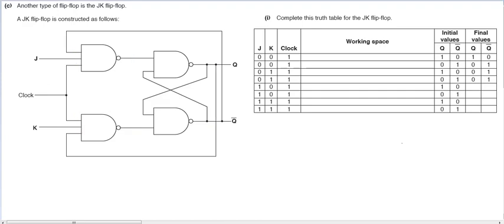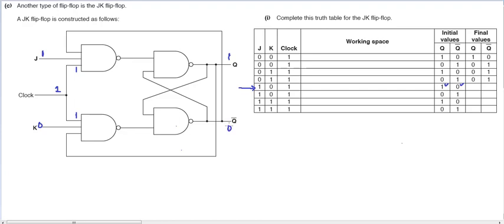Alright, so now let's take a look at the truth table. This is the row in the truth table that we're supposed to complete. The value of J is 1. The value of K is 0. The clock pulse is 1. So if this is 1, that means 1 is being fed here and 1 is being fed here, right? And the initial value of Q is 1 and Q bar is 0. So Q is 1 and Q bar is 0. So let's try and work this out.